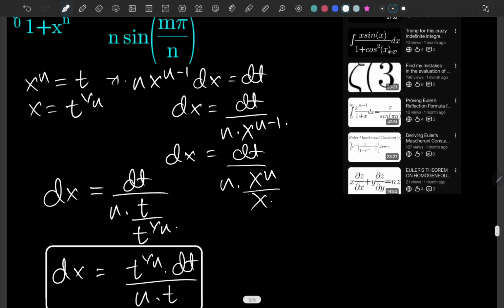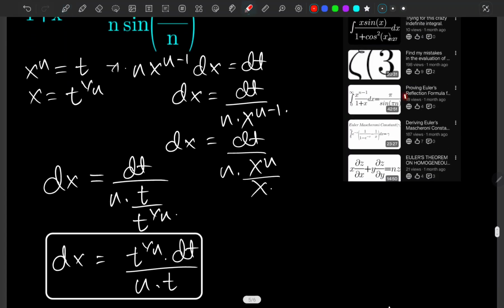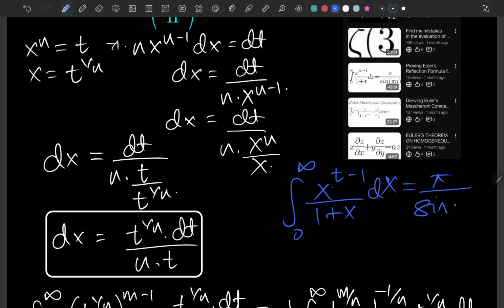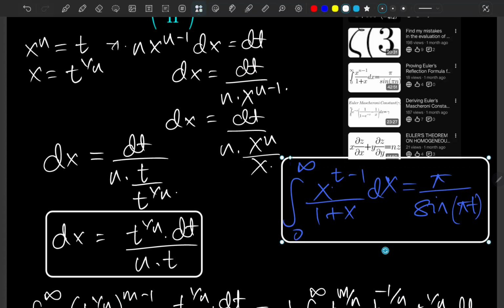Let's talk about the one we have evaluated in a previous video. It's the integral from 0 to infinity of x to the t minus 1 over 1 plus x dx, which evaluates to pi over sine of pi t. Okay, so we have proved this in that video.